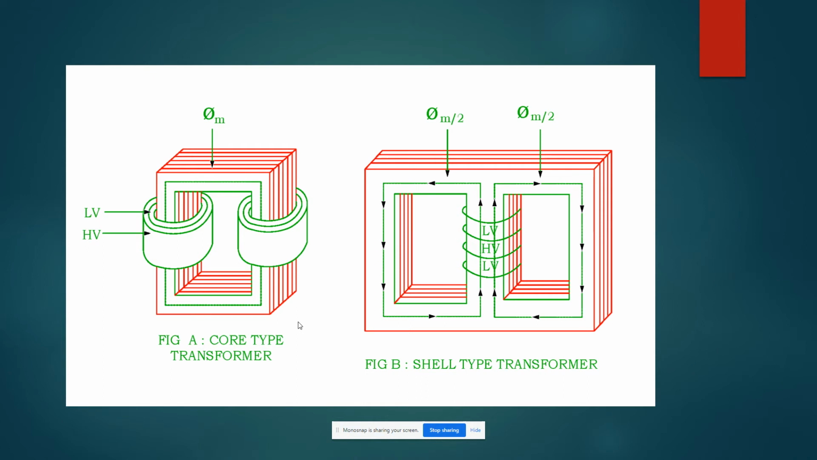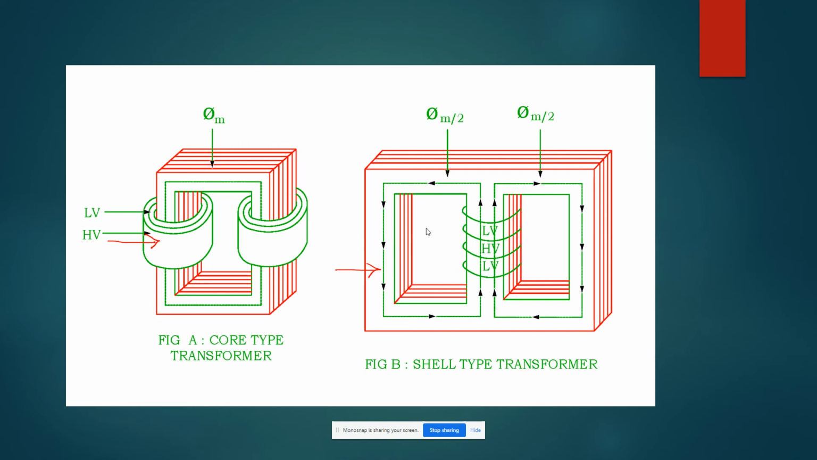Core type transformer is applicable for low voltage, high current application, whereas shell type transformer is applicable for high voltage, low current application. In the core type transformer, cooling is better for winding as compared to core because windings are the outer part of the transformer. Whereas in the shell type transformer, cooling is better for core rather than winding because core is the outer portion of that transformer, whereas winding is in the center.